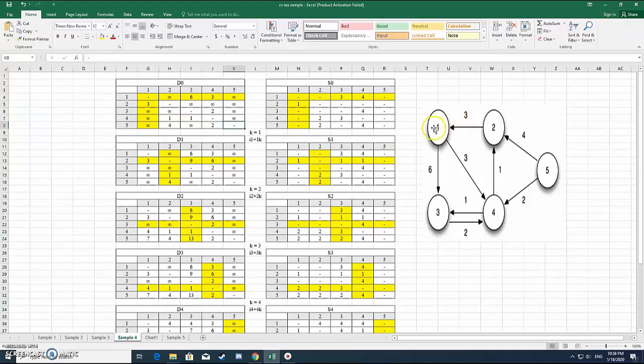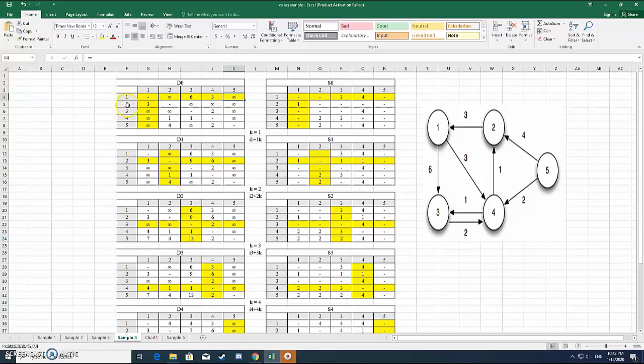1 only goes to 3 and 4. 1 goes to 3, the distance is 6, so we put the 6 inside this table. 1 goes to 4, the distance is 3, so we put the 3 in this table. Okay, so we put infinity for the other 2 numbers.